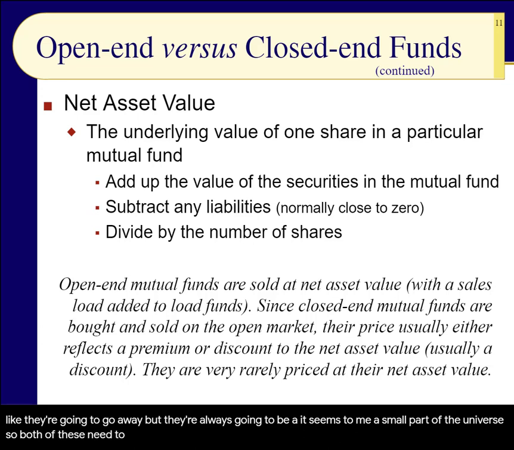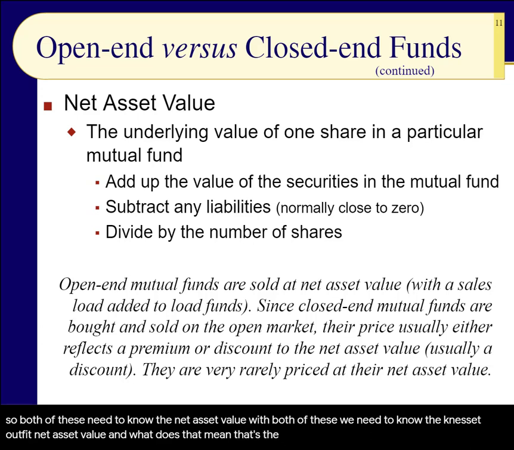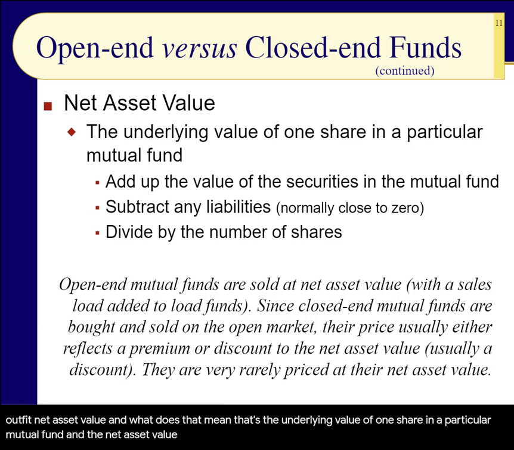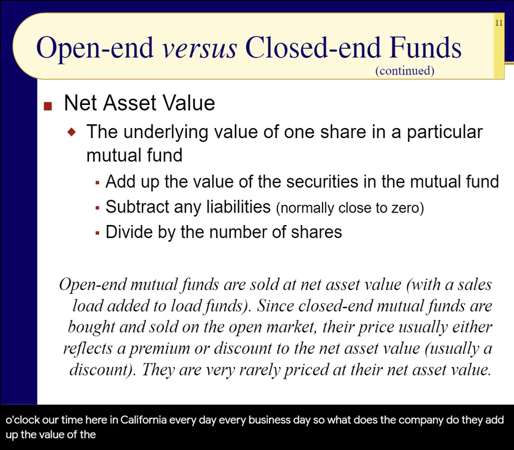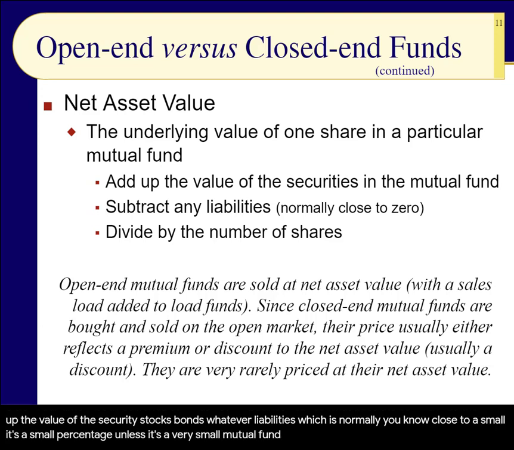With both of these, we need to know the net asset value. And what does that mean? That's the underlying value of one share in a particular mutual fund. The net asset value is computed at the close of business, 4 o'clock Eastern time, 1 o'clock our time here in California, every business day. So what does the company do? They add up the value of the securities, stocks, bonds, whatever they're investing in, and then they subtract any liabilities, which is normally close to a small percentage, unless it's a very small mutual fund. And then you divide by the number of shares.